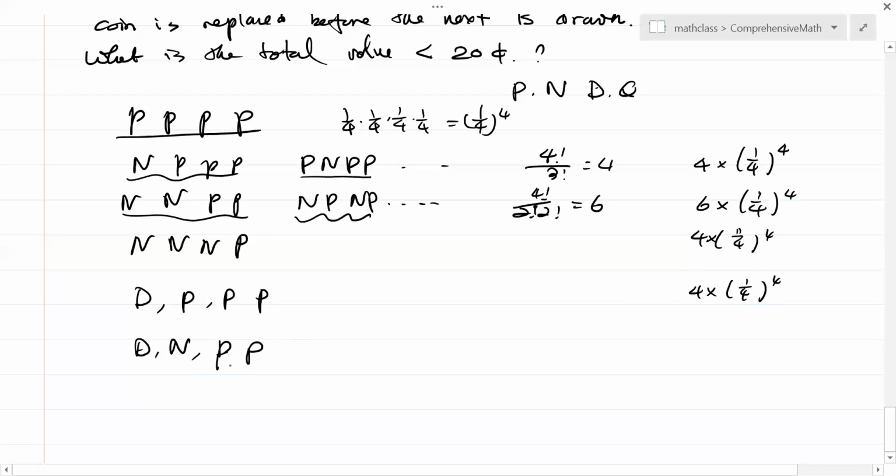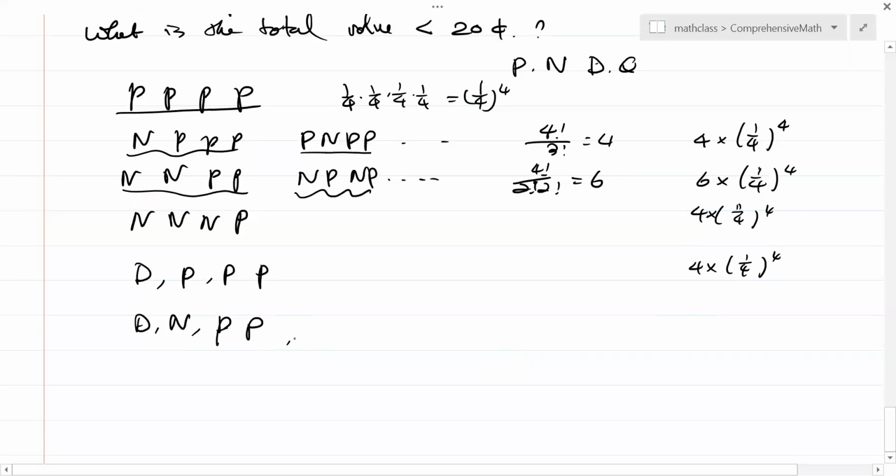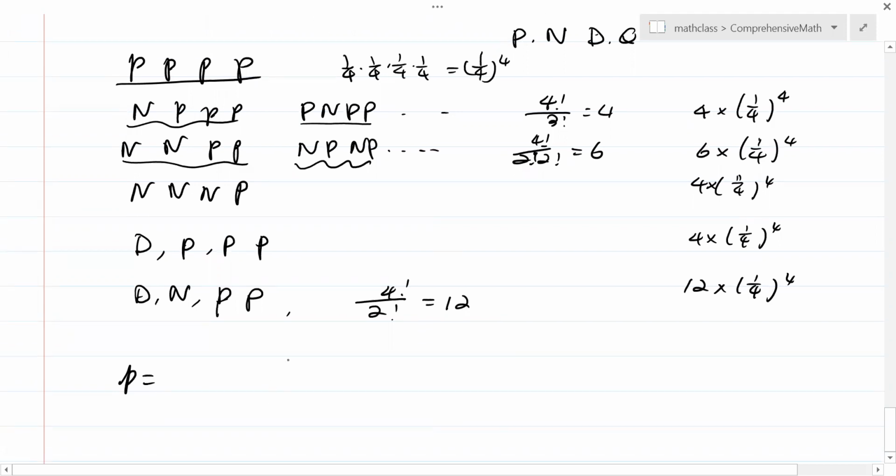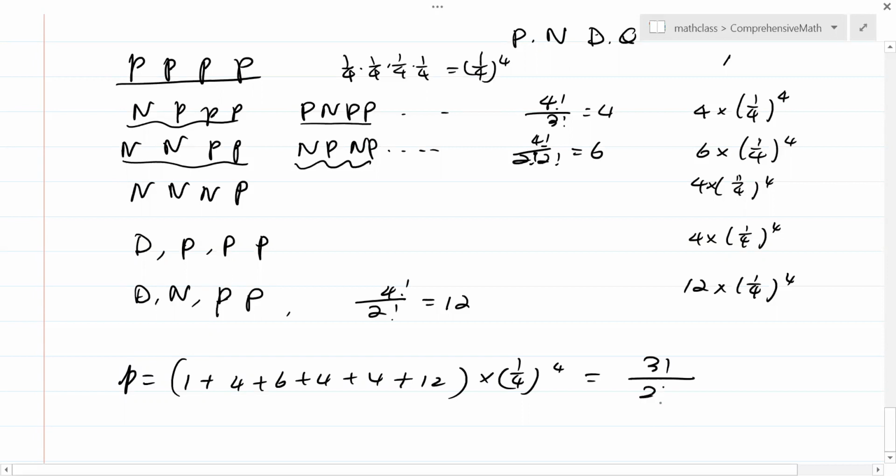And the last one has 3 different letters, so you have 4 factorial divided by 2 factorial, which is 3 times 4, that's 12. So it'll be 12 times a quarter to the 4th. So finally, when you add them together, the first one is 1, so it's 1 plus 4 plus 6 plus 4 plus 4 plus 12, each of them multiplied by a quarter to the 4th power. Okay. So the answer will be 31/256.